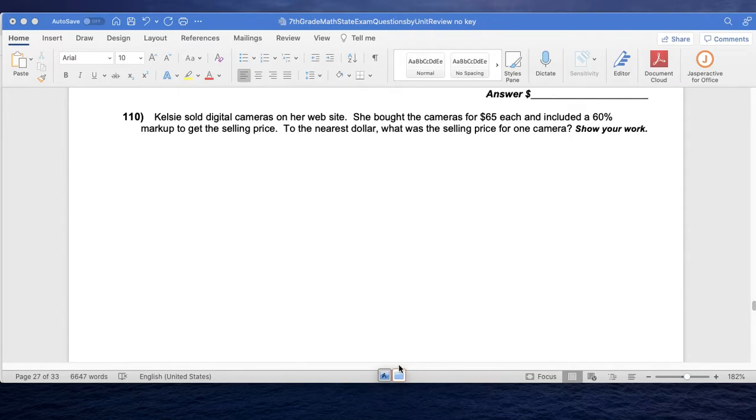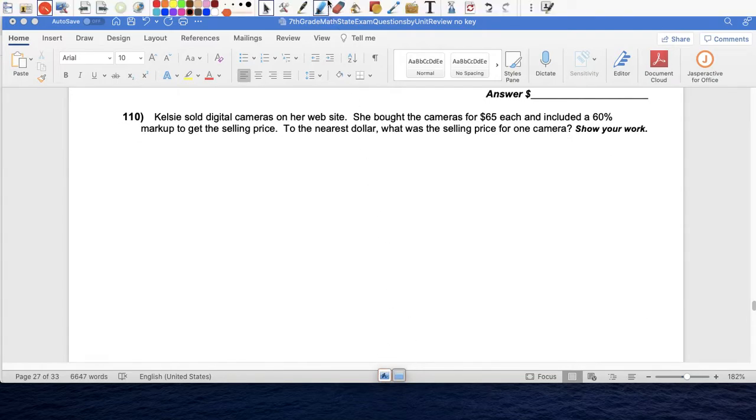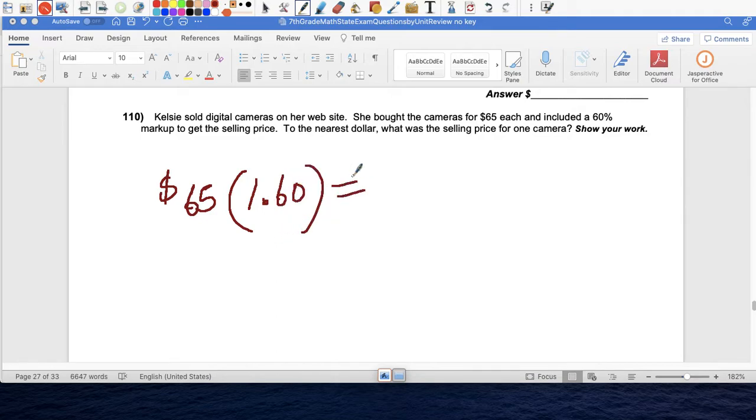110. Okay, so she buys cameras for $65 and included a 60% markup to get the sale price. So she's going to increase that camera price by 60% so she can make some profit. So we're going to take that to 1.60, and 65 times 1.6. That's literally it.